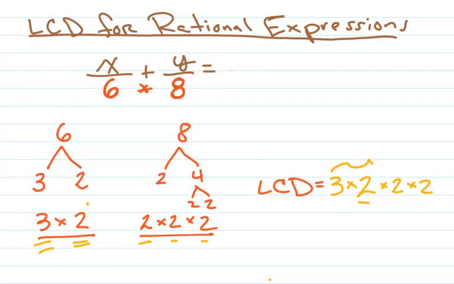So the LCD in this case is 3 times 2 is 6, 2 times 2 is 4, 6 times 4 is 24. So the LCD is not 48. We can actually use a lower number that might make the arithmetic easier, and that number is 24. All right, let's try that using rational functions. So we're going to break the rational functions, the denominators, into their prime factorization, and then we're going to see what pieces we need to put into our LCD.